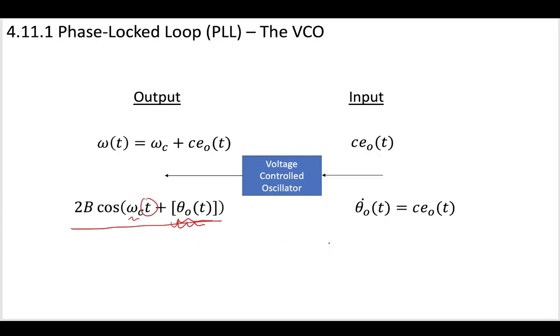All right, so this is going to be how the voltage-controlled oscillator works for this basically simple linear case that we're going to assume for our purposes.